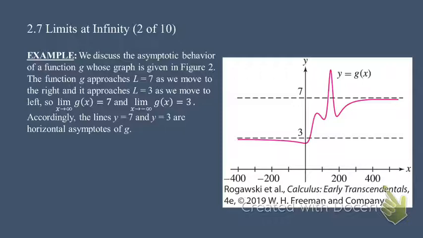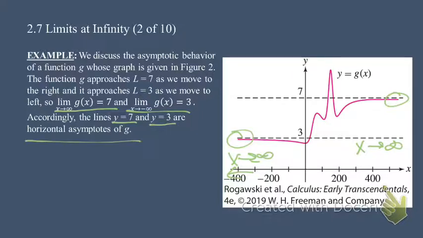So looking at this example, as x gets closer to infinity here, we see it's getting closer to this line. So the limit as we go to infinity is equal to 7. Okay, and as x goes to negative infinity, that's in this direction, we see it's getting closer to 3. So we can say that y equals 3 and y equals 7, I said that backwards, are horizontal asymptotes.